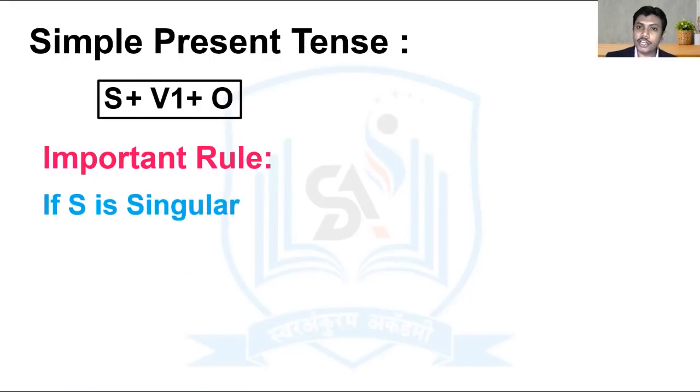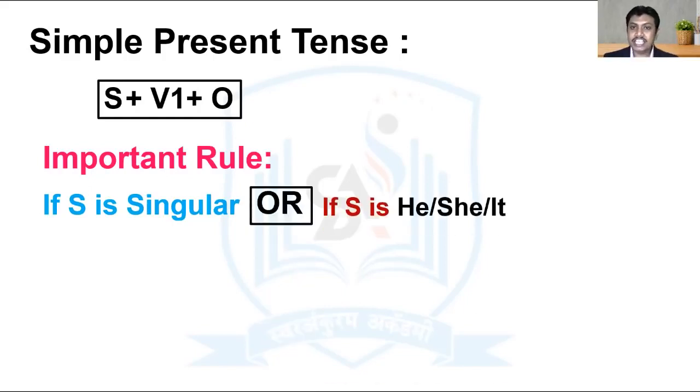If your subject is singular, now this is only applicable to simple present tense. Make sure that this is only applicable to simple present tense. If your subject is singular or the pronouns are he, she, it, you need to use V1 with S or ES. Okay. Now, when we will use this S and ES, now it's all about the rule of the spellings.